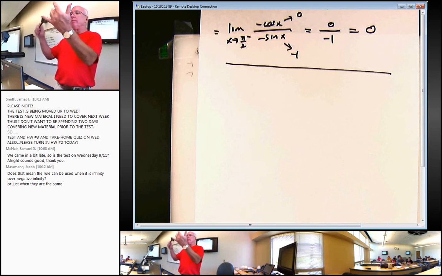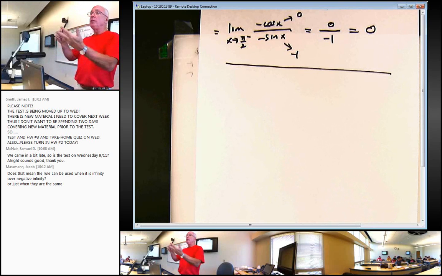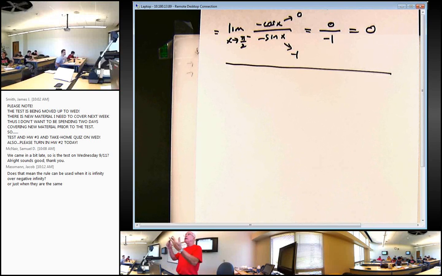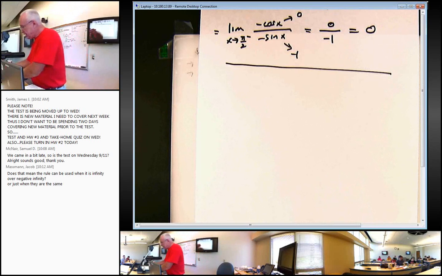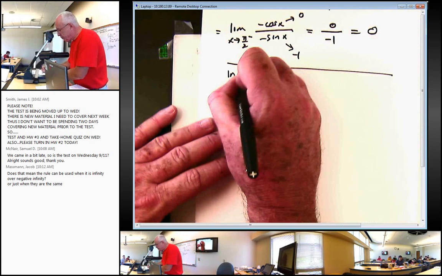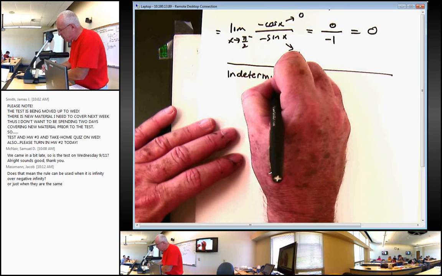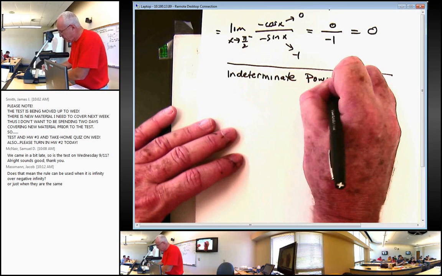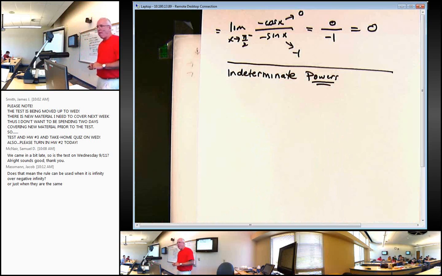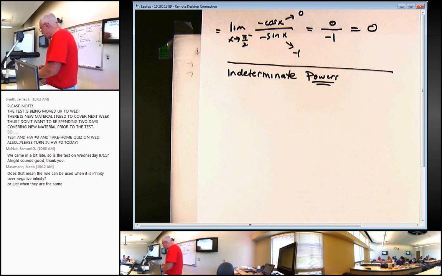So we've done indeterminate quotients, that's L'Hopital's rule. We've done indeterminate products, indeterminate differences. The final thing we have is indeterminate powers. All right, and this is probably the most challenging of the lot.